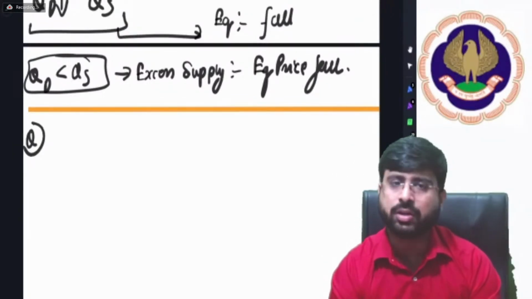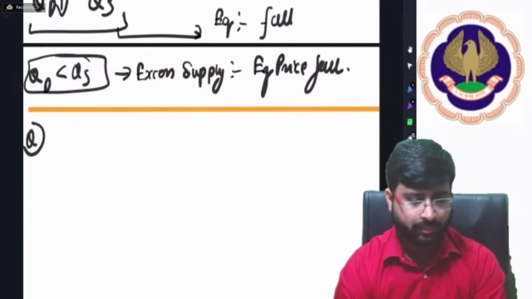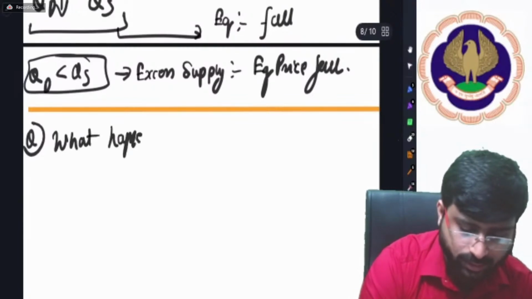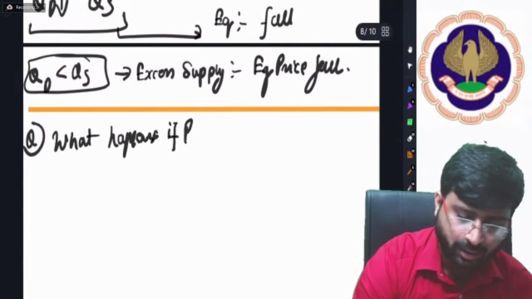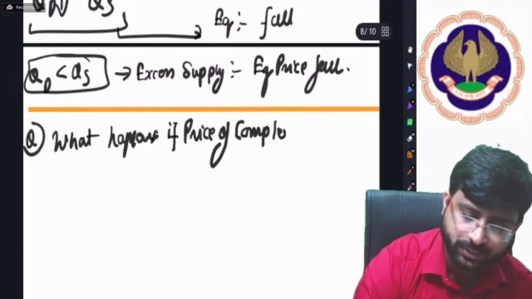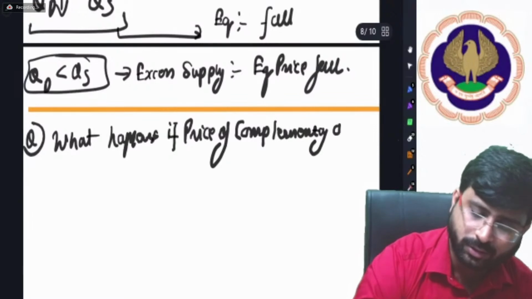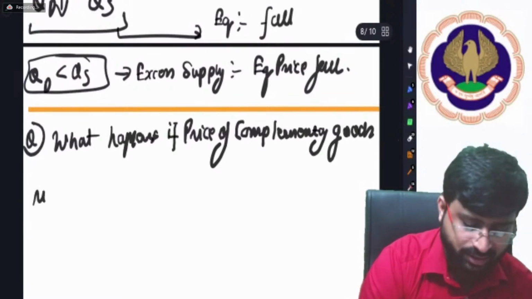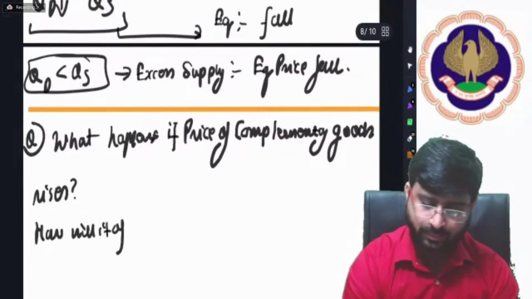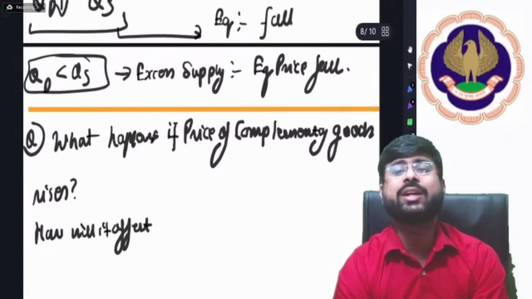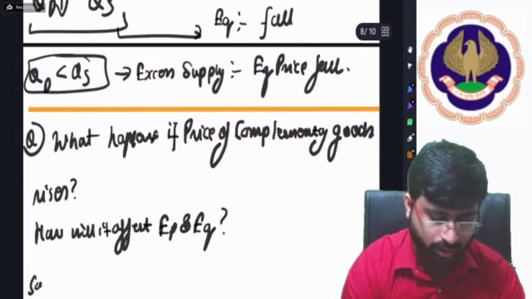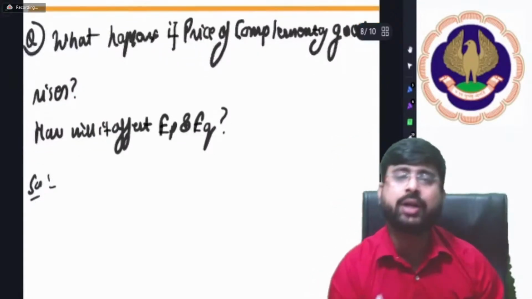Next question. What happens if the price of complementary goods rises? How will it affect equilibrium price and equilibrium quantity? Come on, answer me this, friends. Answer me this one.